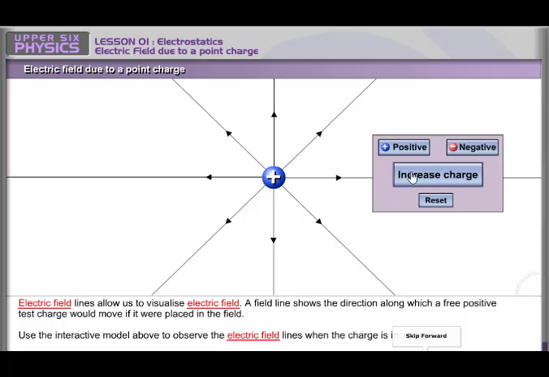Electric field lines allow us to visualize electric field. A field line shows the direction along which a free positive test charge would move if it were placed in the field. Use the interactive model above to observe the electric field lines when the charge is increased.